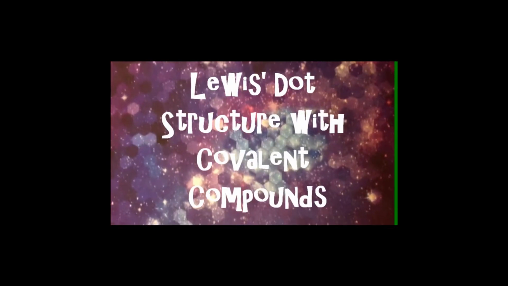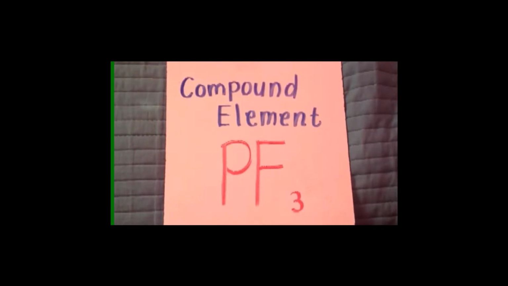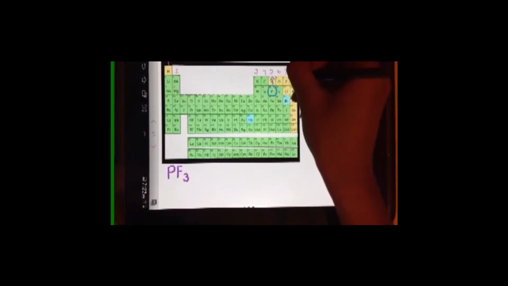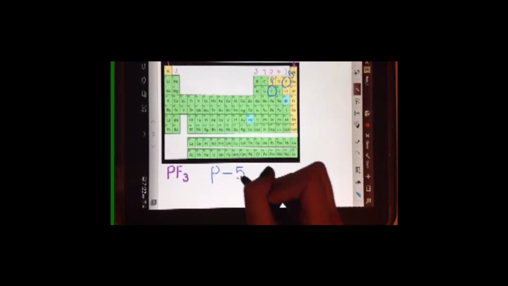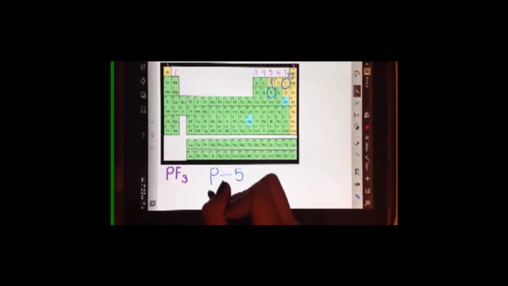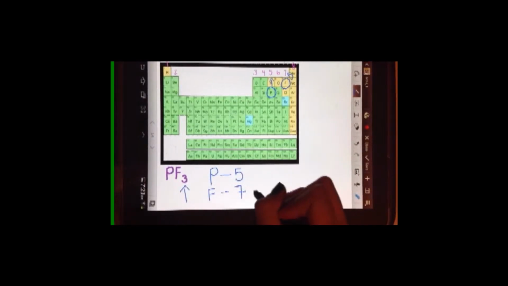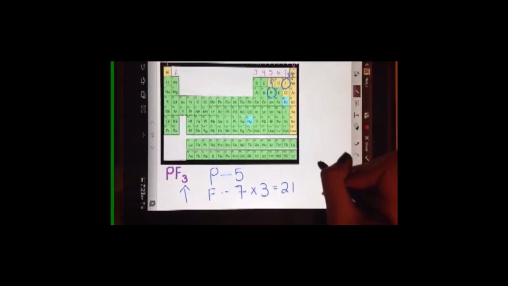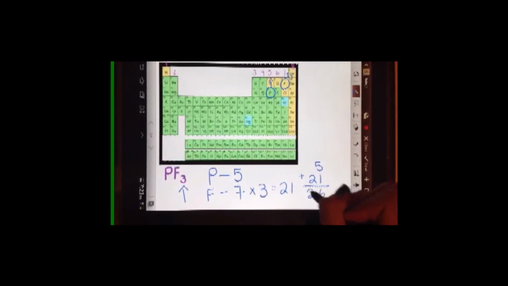Lewis dot structure for covalent compounds. First begin with a compound element. For example, PF3. Phosphorus has 5 valence electrons, while fluorine has 7. Since there are 3 elements of fluorine, 7 times 3 equals 21. There are 26 valence electrons in total.